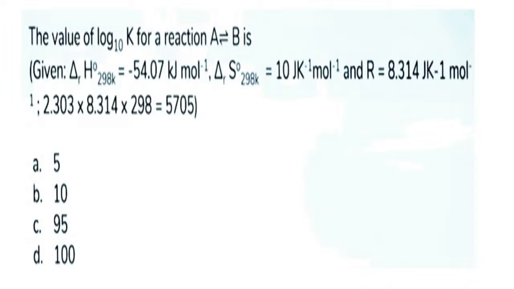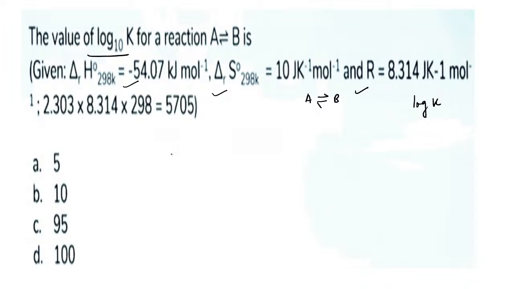Alright, so let's solve this question. The question is the value of log K for a reaction A giving B. So this is the reaction A to B and it's a reversible process. So what do you have to calculate? We have to calculate log K. Next is what is given. The reaction enthalpy at 298 Kelvin is given. The entropy is given. R is given. So we have to calculate the log K value.